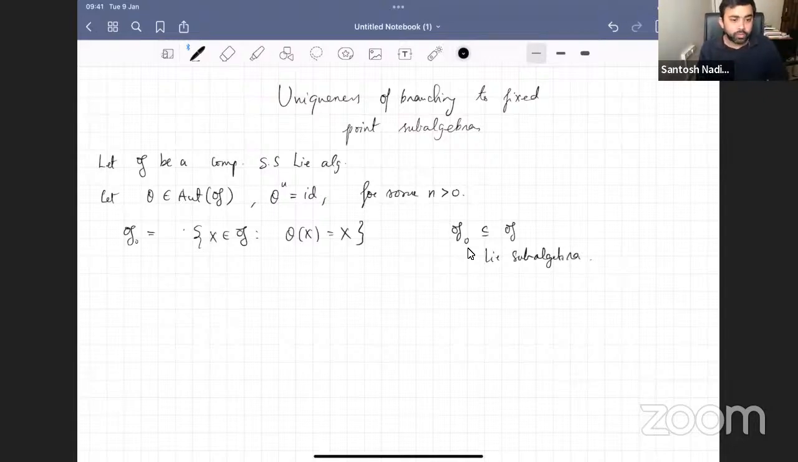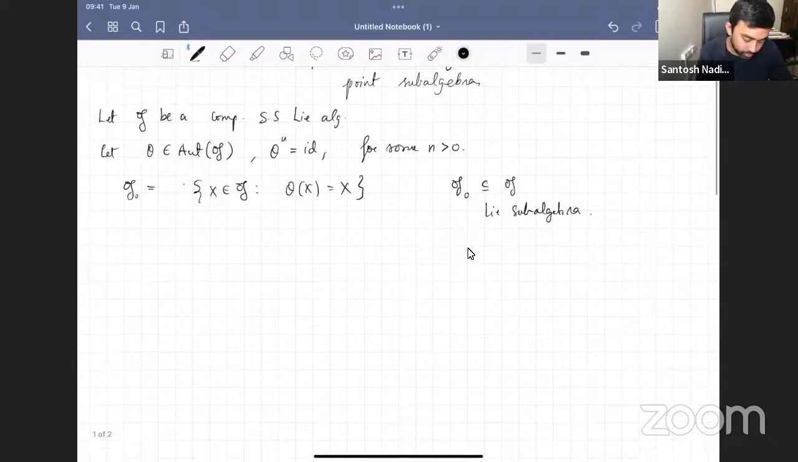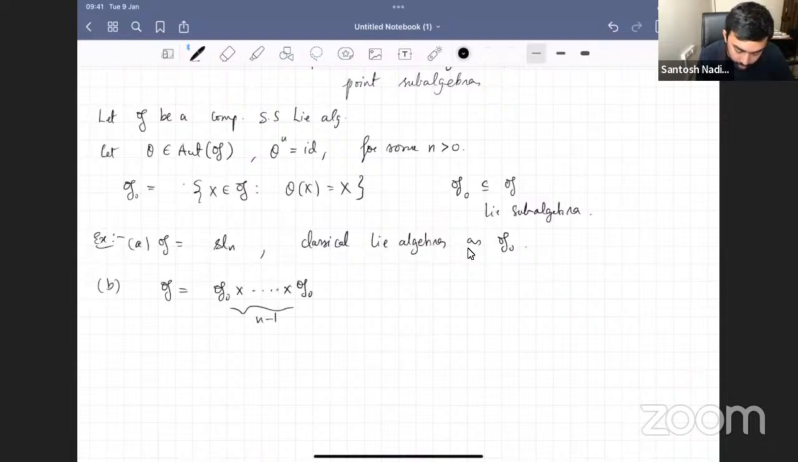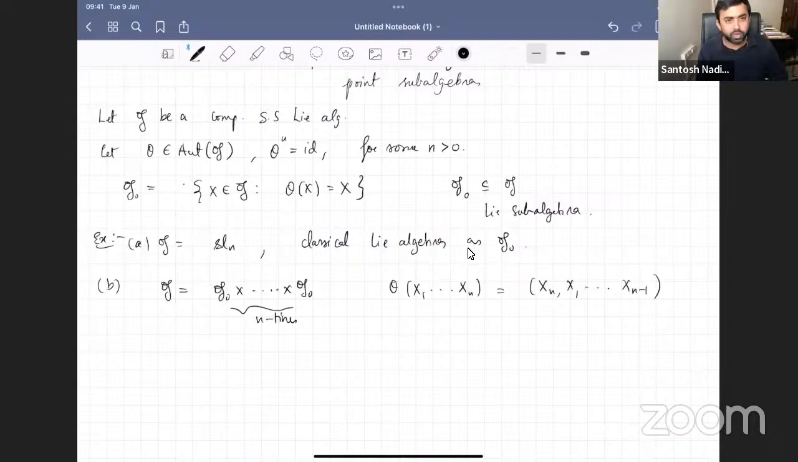This we know very well, and you can get many examples. For example, 𝔤 is GL(V) or GL_n, or complex semisimple, so SL_n, and you can get all the classical Lie algebras as 𝔤₀. We all know this very well. Another interesting example could be 𝔤 equal to 𝔤₀ direct product, n times, and θ of (x₁, ..., xₙ) is (xₙ, x₁, ..., xₙ₋₁), the cyclic permutation of the coordinates.